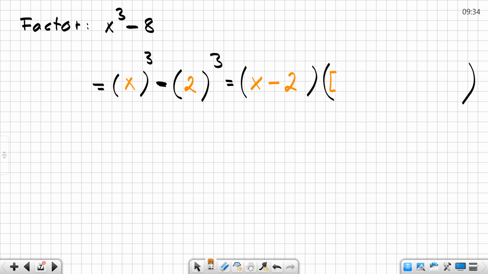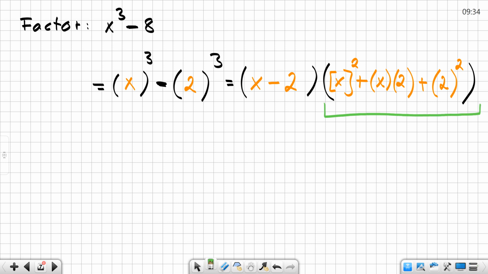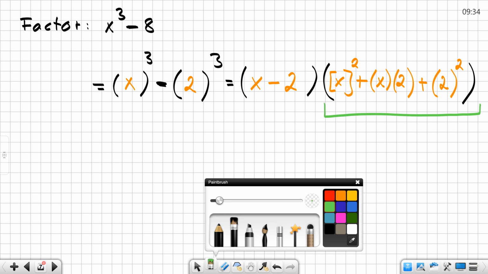Then I will get the first one squared. This one has to be now the opposite sign of a negative. And what I get is a times b, which is x times 2. The last one is always positive, 2 squared. Now, the only thing that we will always have to do with these kind of problems is this part right here, the second factor, has to be simplified.